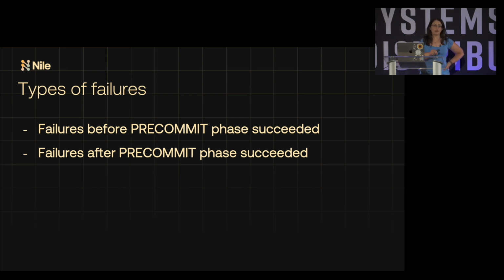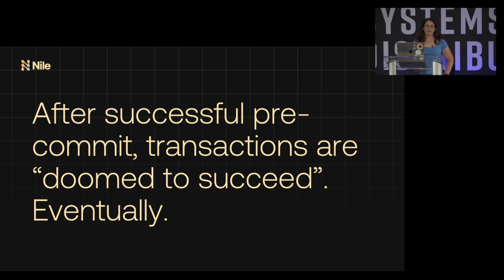Failures that happened before the pre-commit succeeded, before the vote went through and everyone said, yes, we're going to commit. Those are easy. Not everyone agreed to commit, we can just roll back. And failures that happen after everyone already agreed to commit, those are a bit harder. Because in those situations, you are doomed to succeed. You have no choice. Everyone voted, everyone agreed to commit. It's not AWS, you're not kind of disagree and commit. We all agree and we all have to commit. It's just a matter of time.